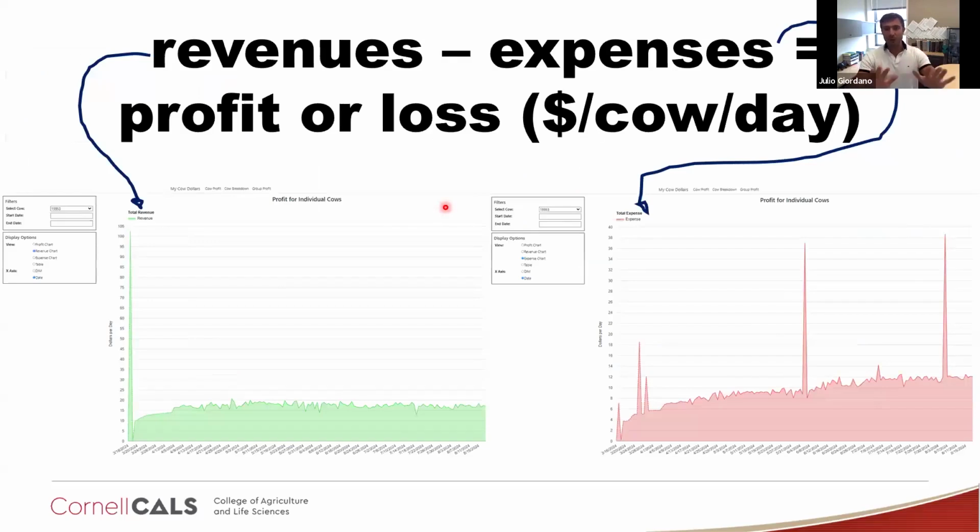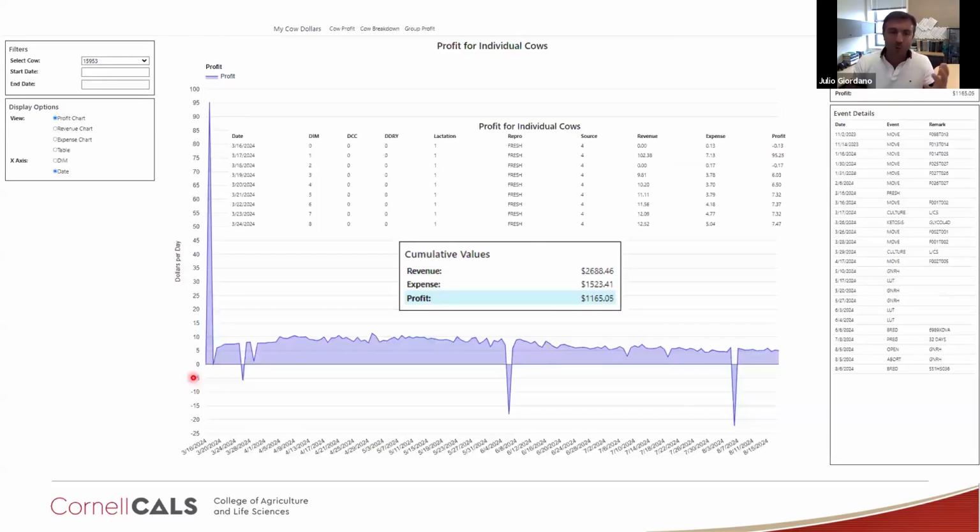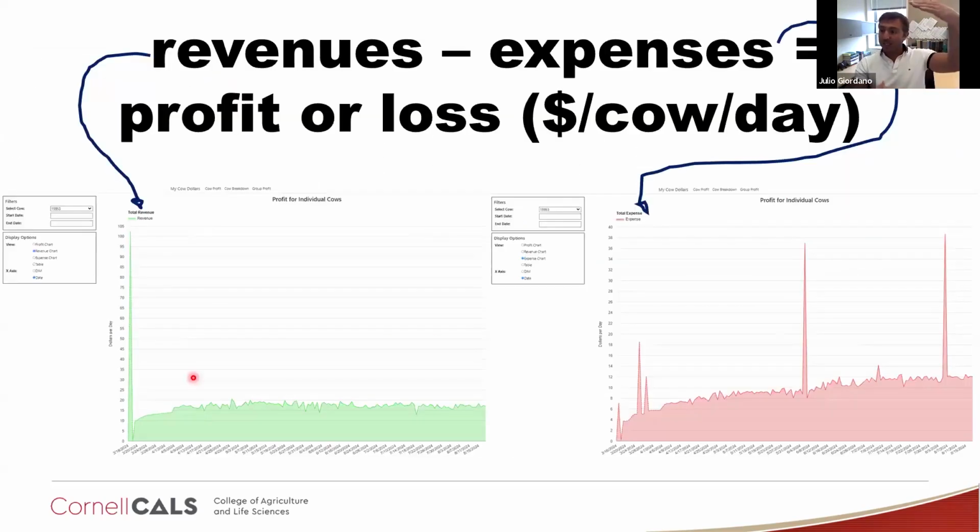If the user is interested in looking at this specifically, and anyone will probably be interested, once you look at the profit, you wonder: where do the peaks come from?